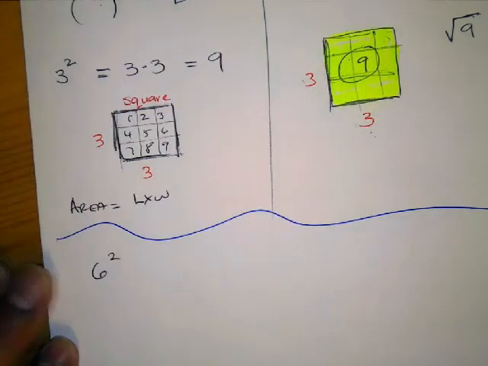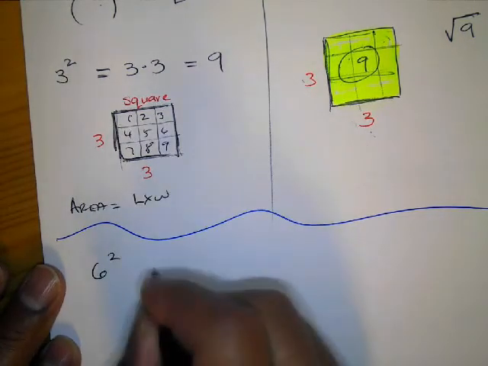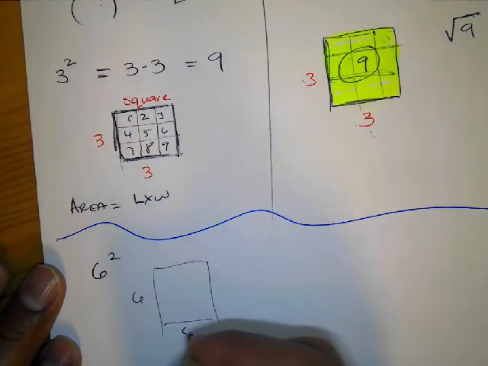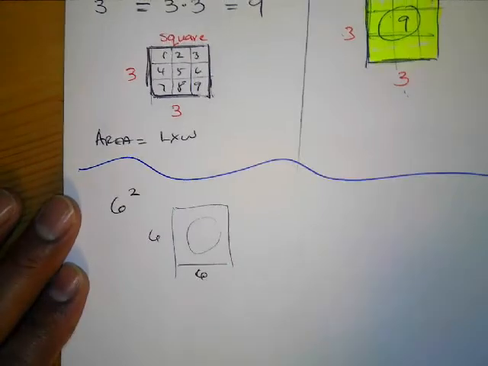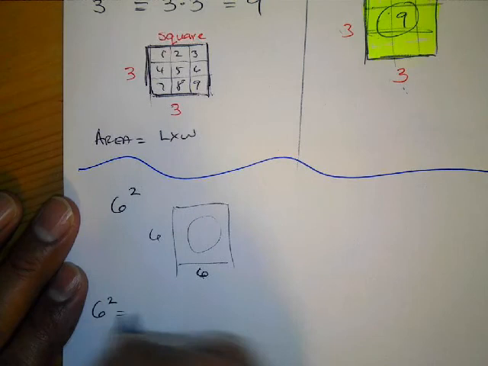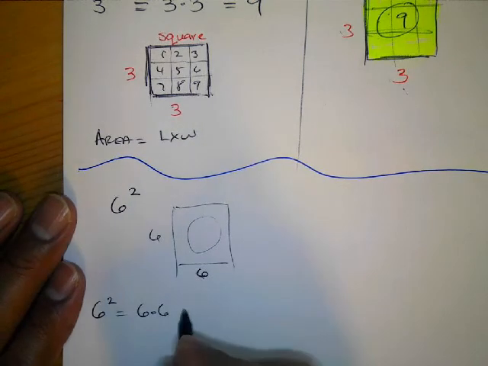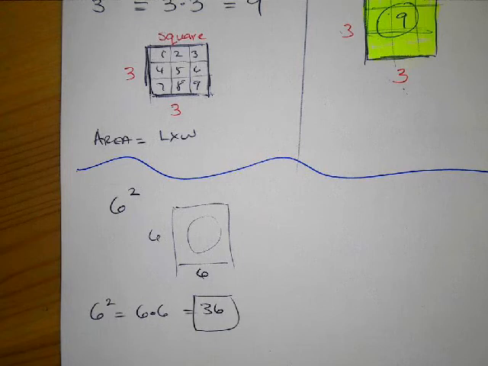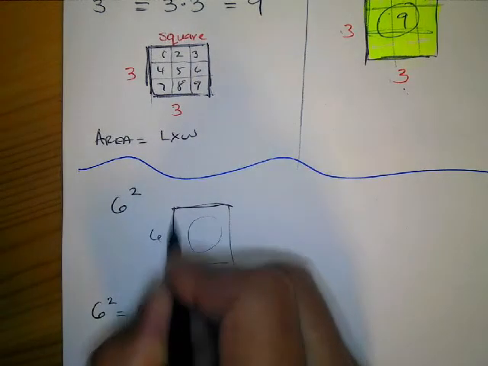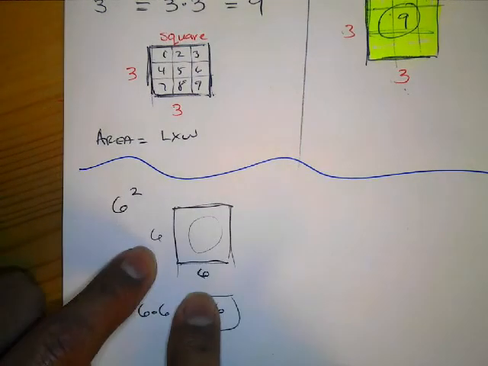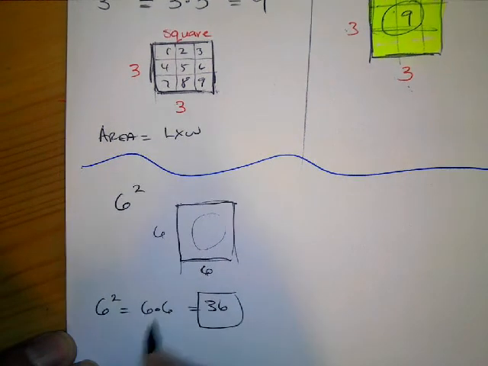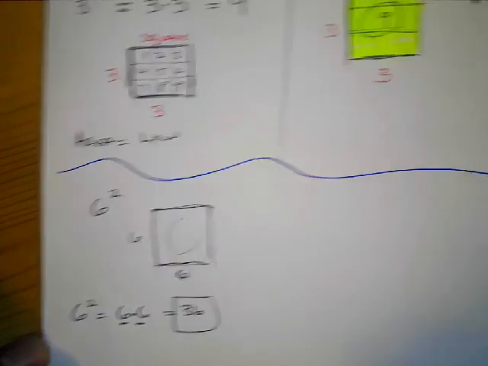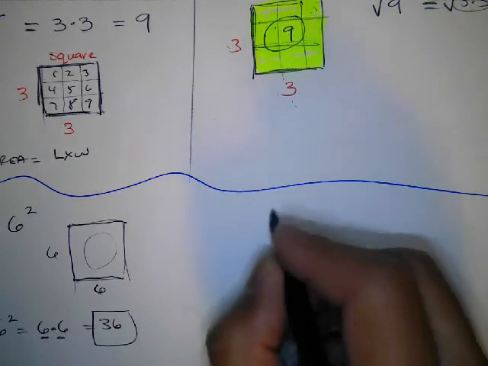Another example, real quick. 6 squared. What does that mean? I have a square that measures 6 and 6. The question is, what's the area in there? Well, 6 squared means 6 times 6. I know the answer is 36, because it does have to do with a square. Remember, these can't be different numbers. It has to be the same number. That's why you're multiplying the same number twice to itself.